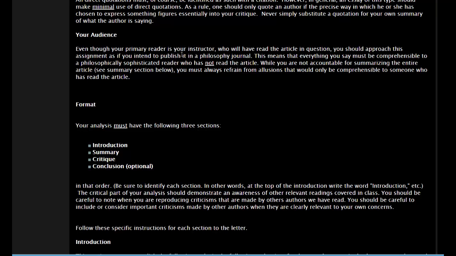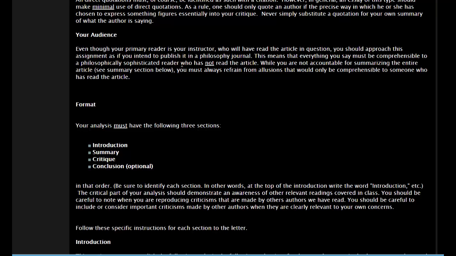And this means that the average reader is going to be sophisticated enough to understand what you are saying, but they're probably not going to have read the article. So you don't want to ever write something that nobody could understand unless they have read the article. So that's a very common criticism of mine.